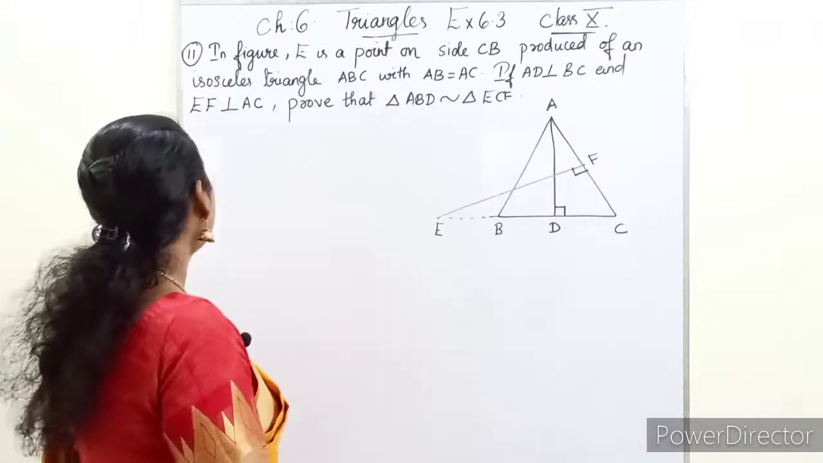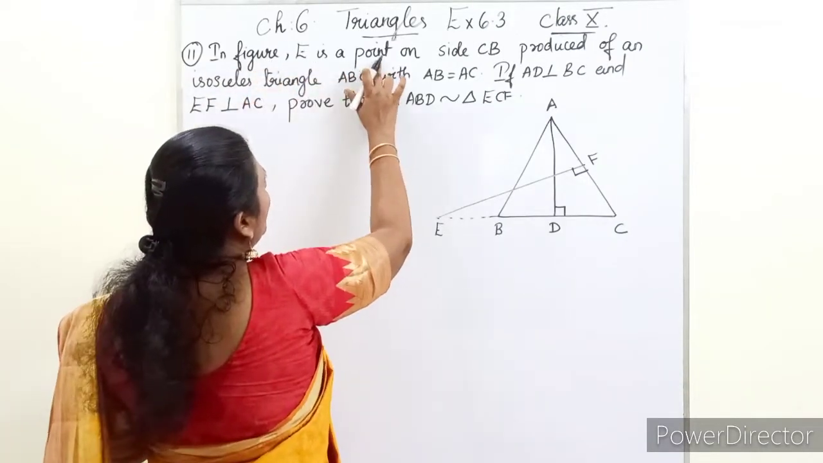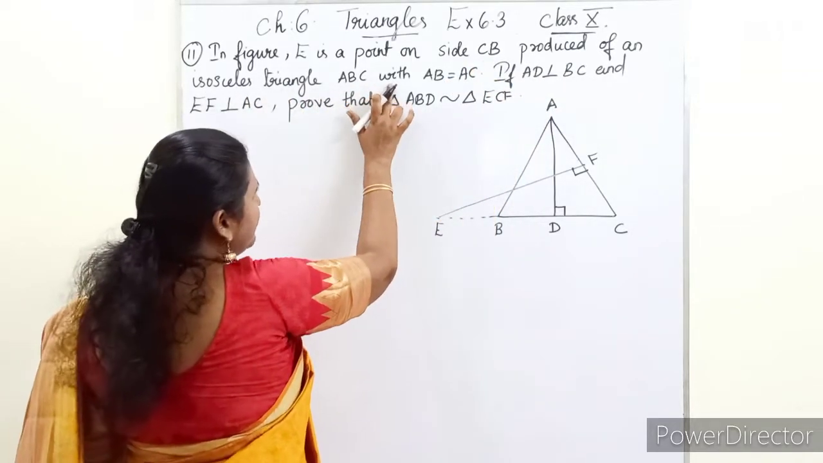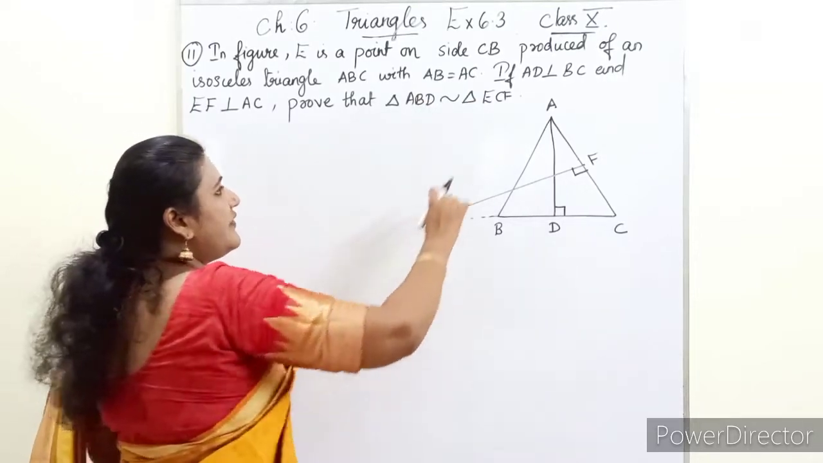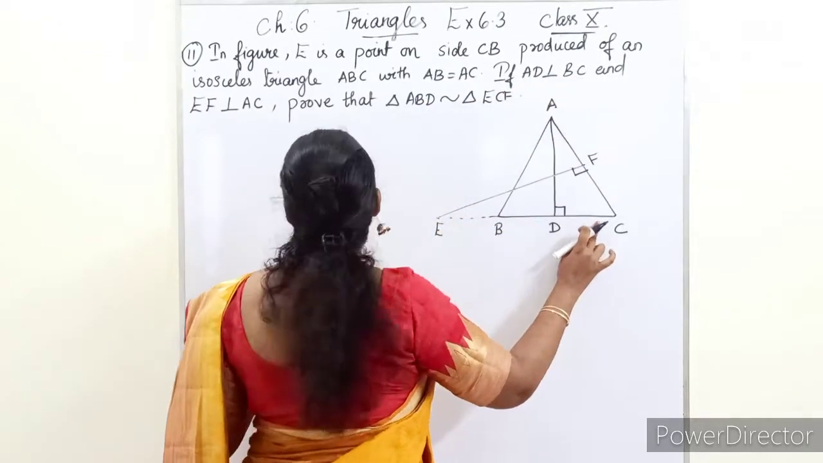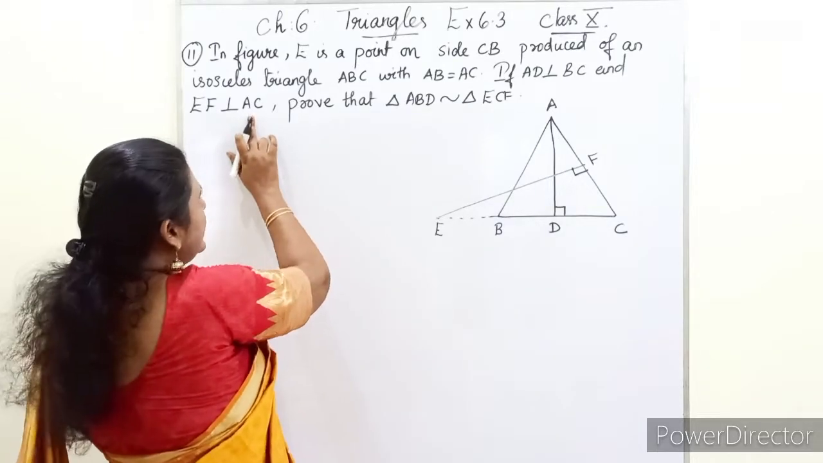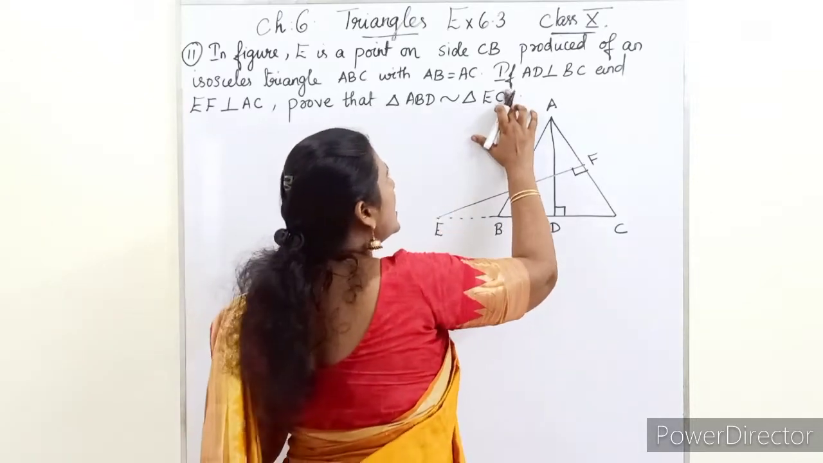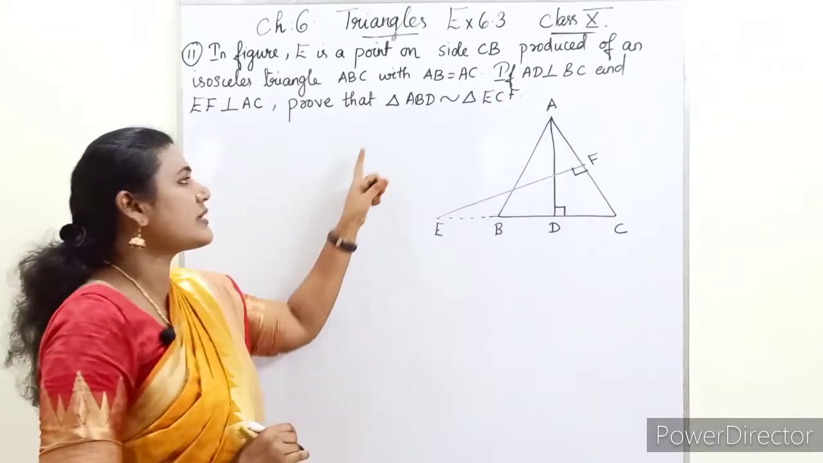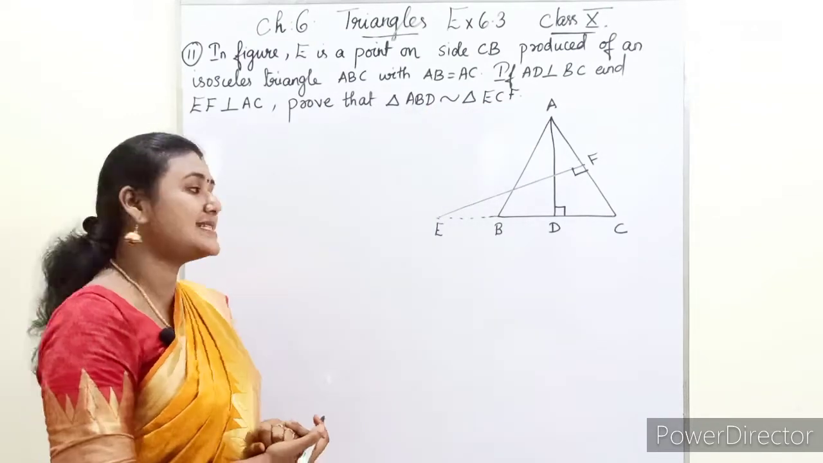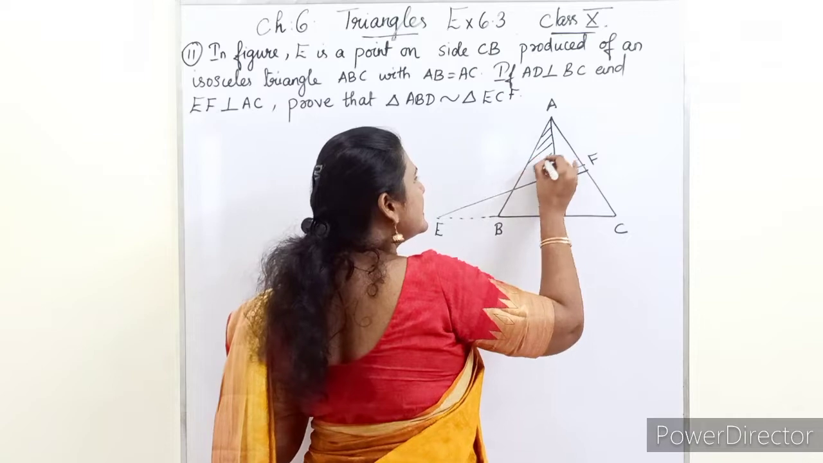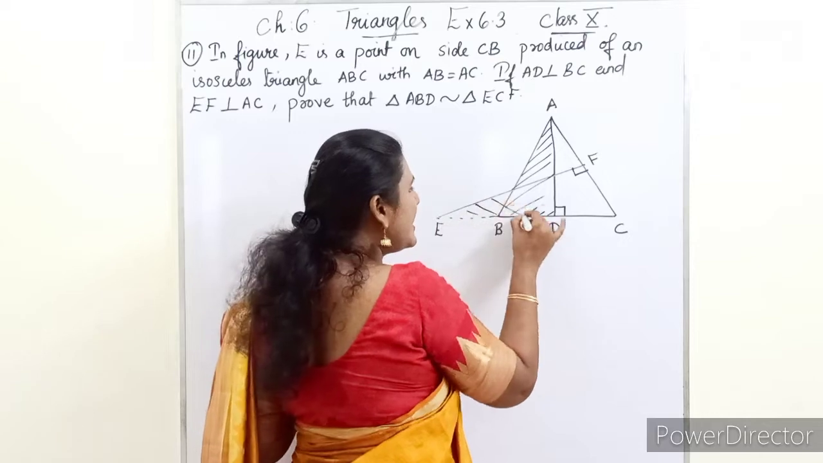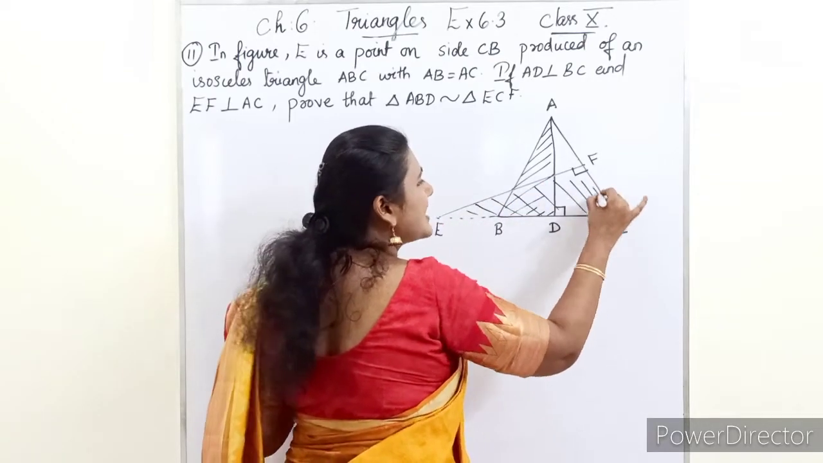Now we will see the next question. 11. In the figure, E is a point on side CB produced of an isosceles triangle ABC with AB equal to AC. If AD is perpendicular to BC and EF is perpendicular to AC, prove that triangle ABD is similar to triangle ECF. So in this question we have to prove triangle ABD and triangle ECF are similar.